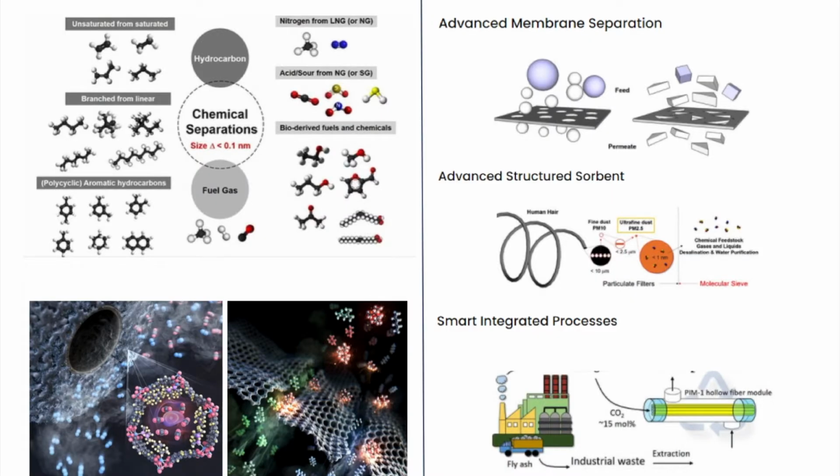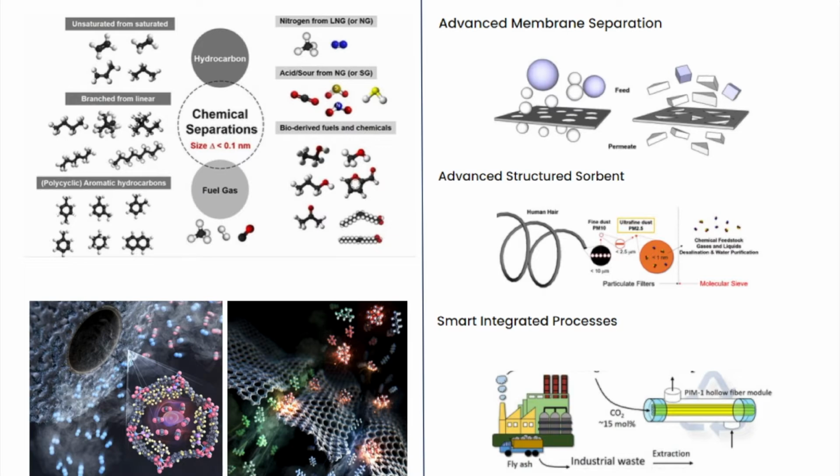So what we do is pretty simple. In one sentence, we separate things. So, molecular-based separation based on either shape selectivity, diffusivity, chemical potential, or sorptivity. This topic is then expanded largely into 3 different categories, as you can see on the right: advanced membrane separation, advanced structure sorbent, and smart integrated processes.